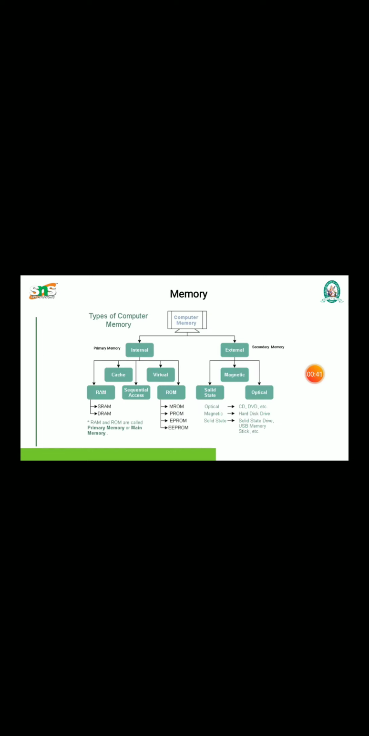The next thing is the classification of memory. Memory can be classified into two different types: internal memory and external memory. Internal memory is also called primary memory, and external memory is also called secondary memory. Internal memory has types such as cache memory, RAM, sequential access, virtual, and ROM. In external memory there are three types: magnetic, solid state, and optical. We'll see them one by one.